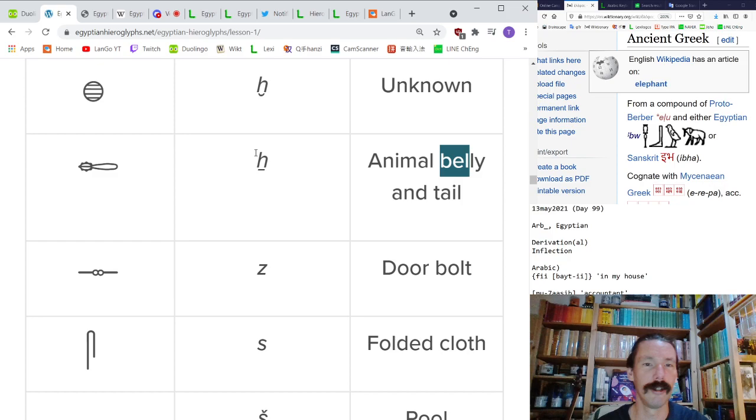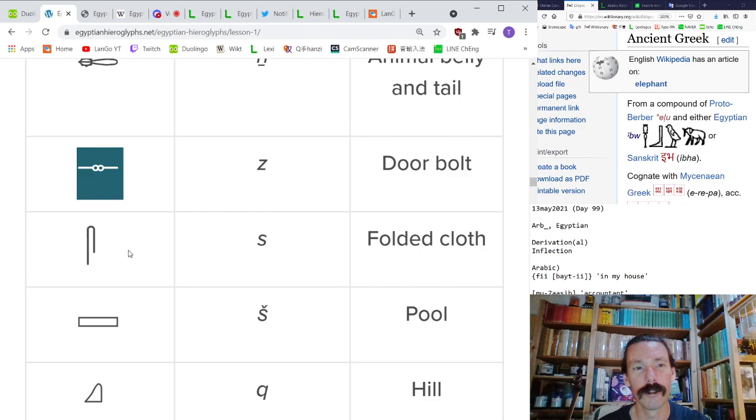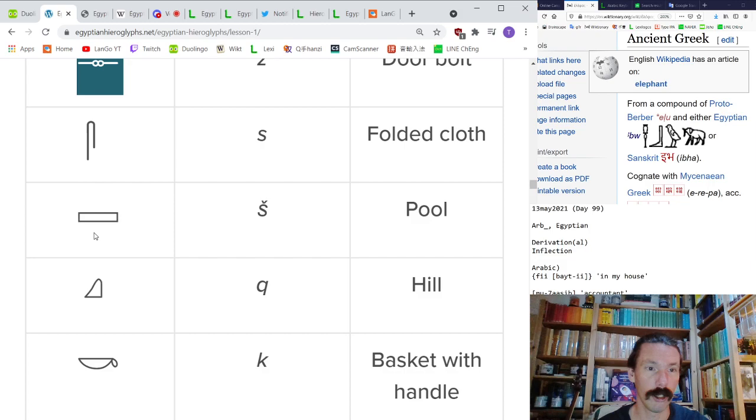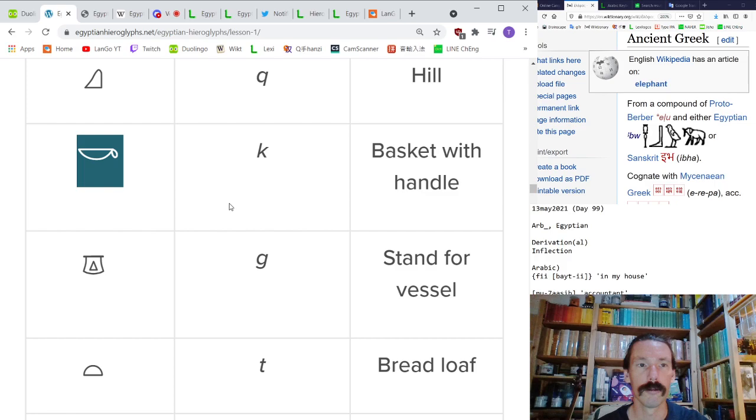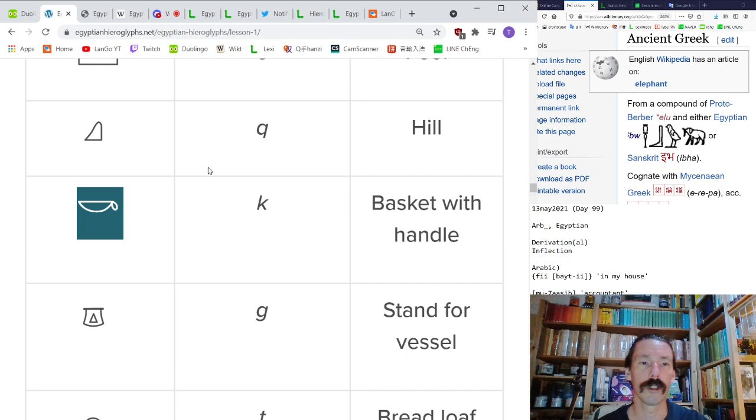Z, door bolt. So I think of the Zayin letter. Folded cloth, S. Pool, Esh. Wonderful. Does it say for the Q, is that the uvular stop, the hill? It's ka. It says it can either be that or ejective. The exact phonetic distinction is unclear. Some sort of marked post-velar one, probably. And K as in basket.